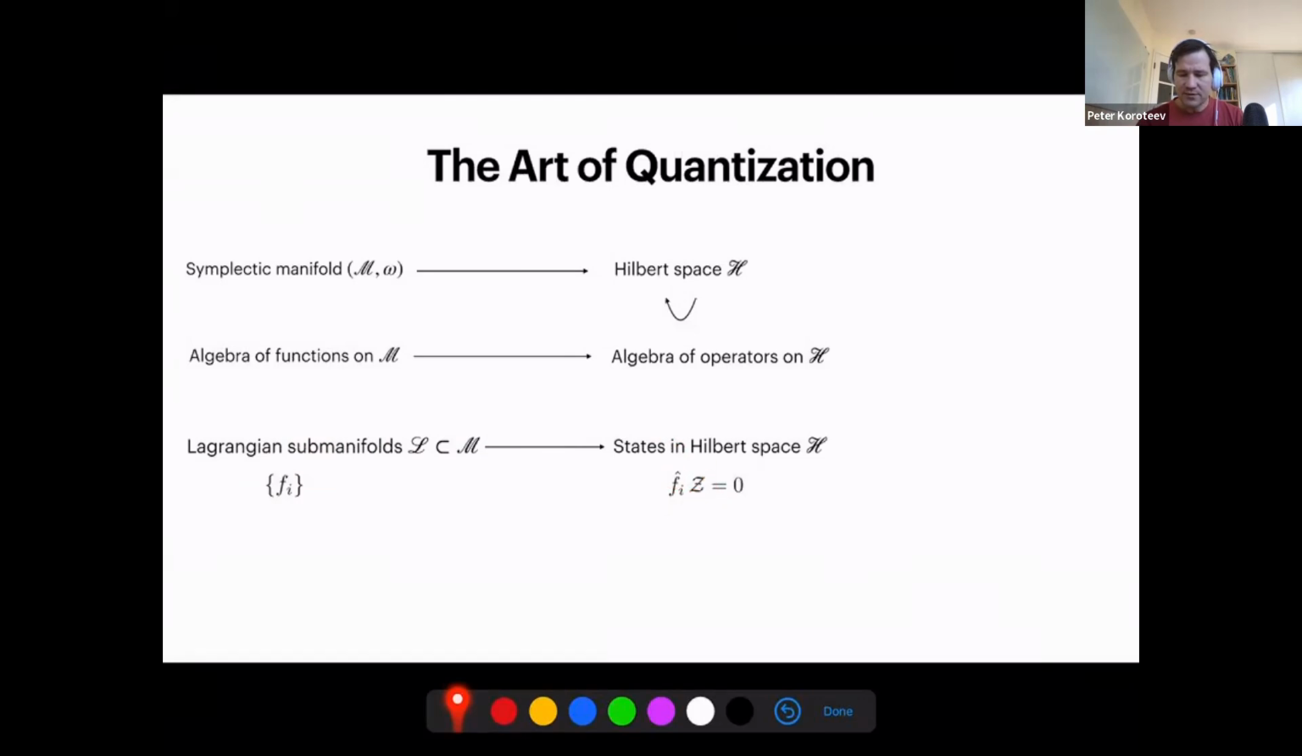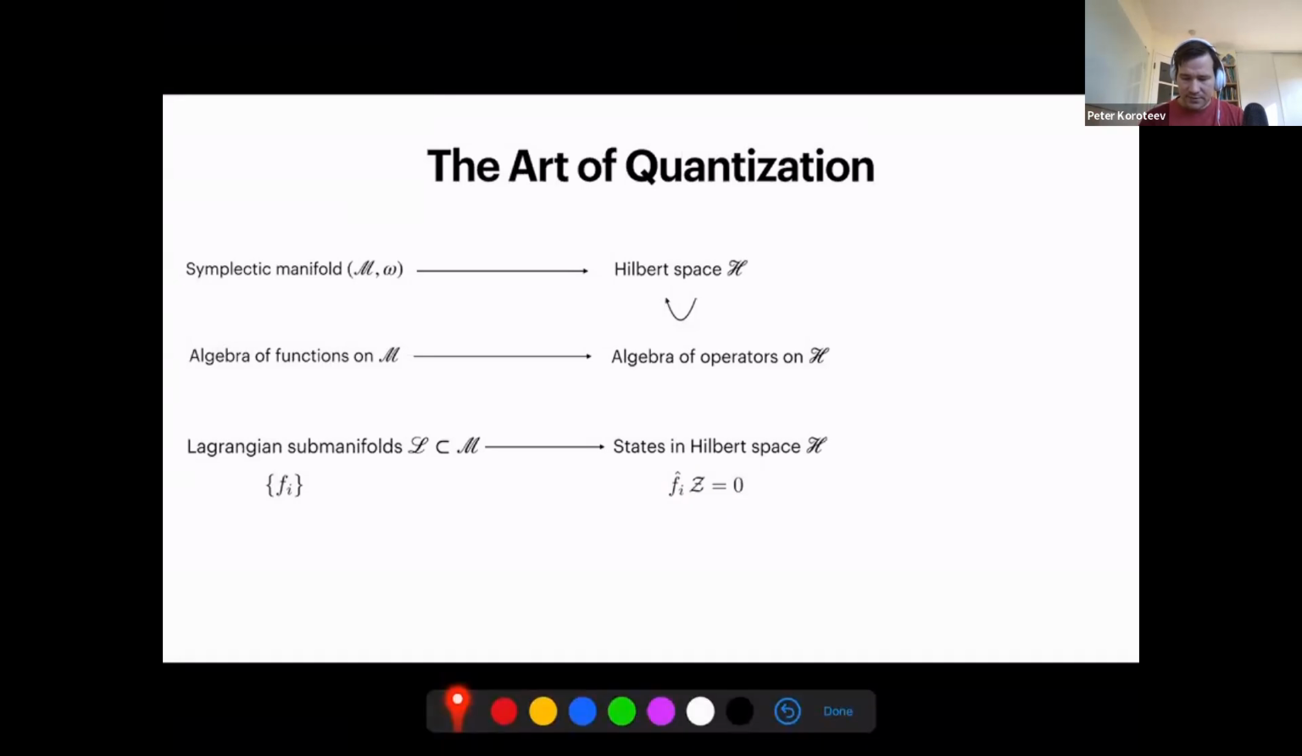this equation: f hat acting on Z equals 0, and then you need to solve this difference or differential equation. In my case, it will be a difference equation, and you find the corresponding state of the Hilbert space. Basically, you'll find the spectrum. It's like a not-stationary Schrodinger equation, but written as something acting on Z equal to 0.